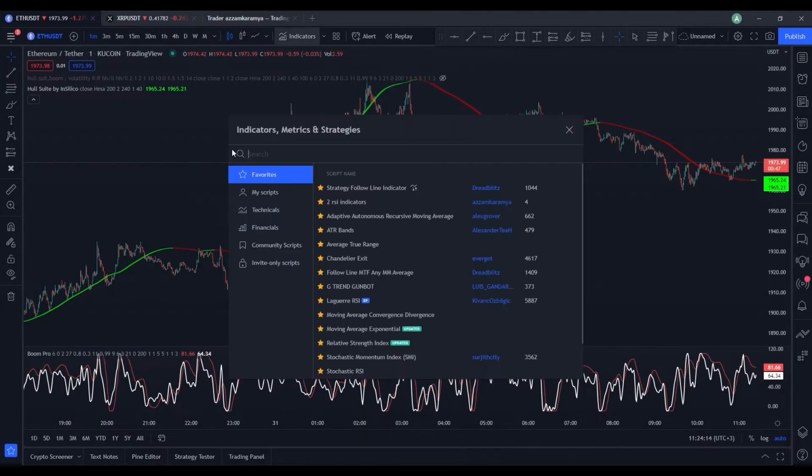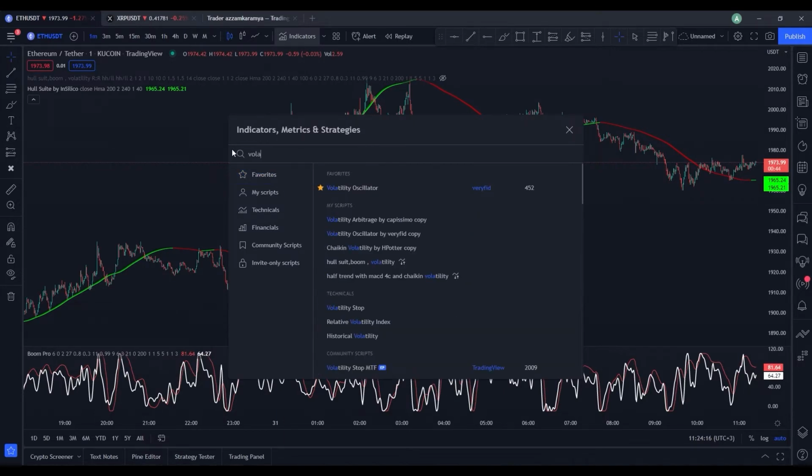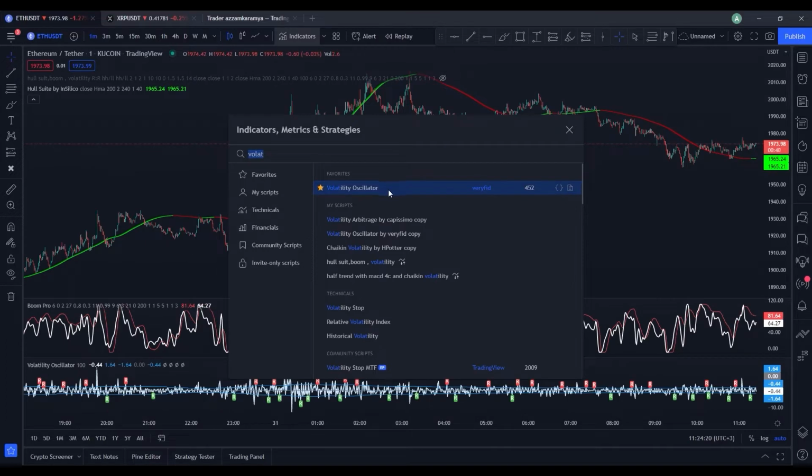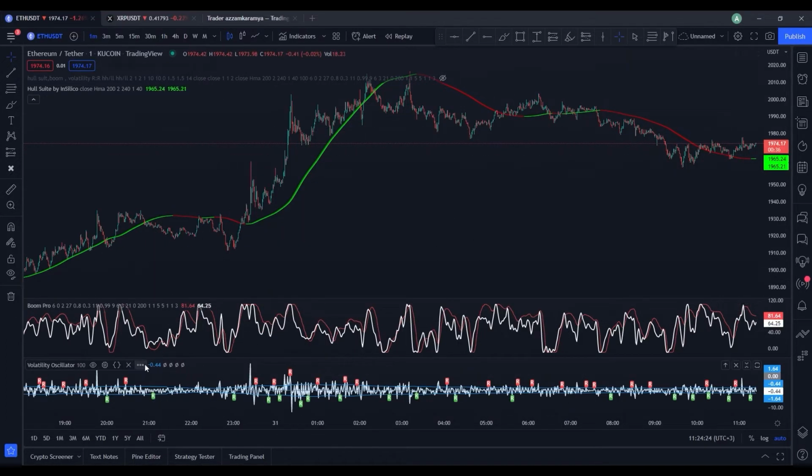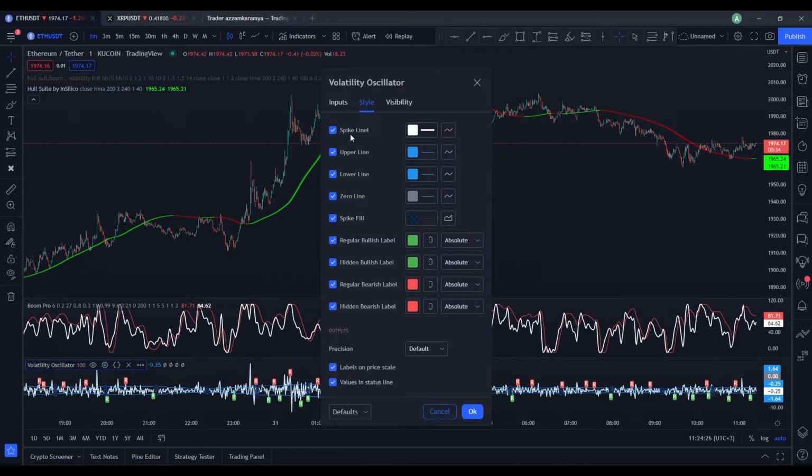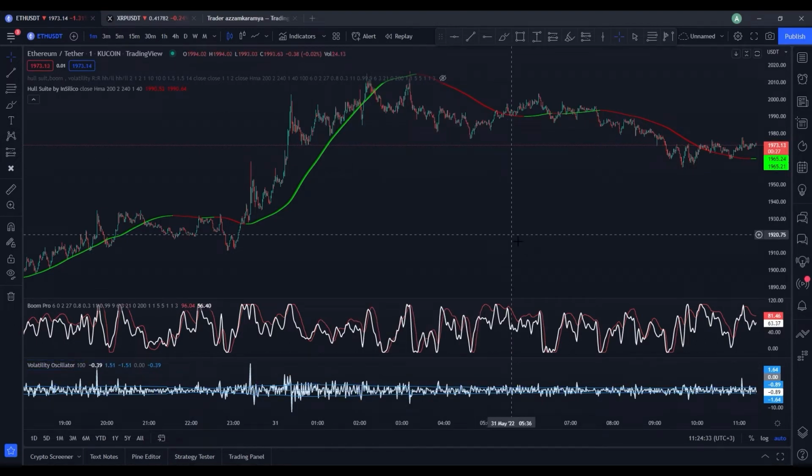Okay. The third one is Volatility Oscillator. We need to hide some options. Now our strategy is ready, let's go into the trading rules.